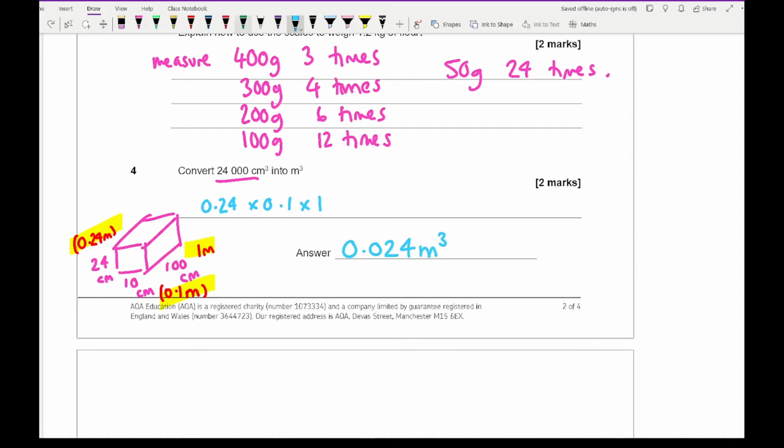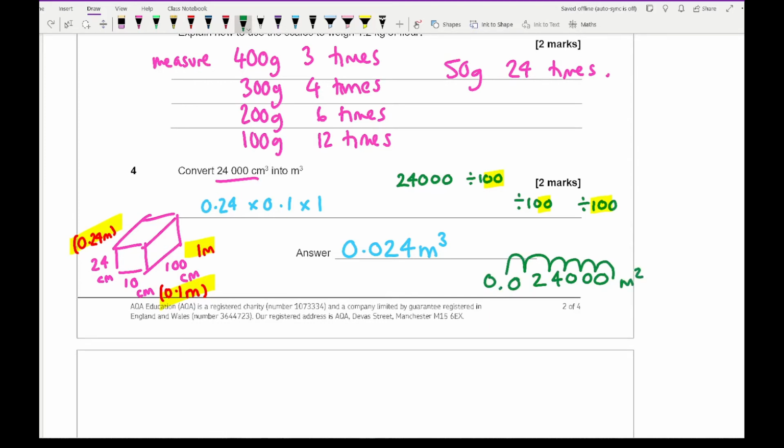Alternately, what you could do is start with 24,000. To convert centimeters into meters, we divide by 100, but because we want volume, we're going to do this 3 times. So if I count the number of zeros, I've got 2, 4, 6. So with 24,000, I'm going to move the decimal point 6 places from where it is. So 1, 2, 3, 4, 5, 6. And I fill in the zeros, so it's going to be there.